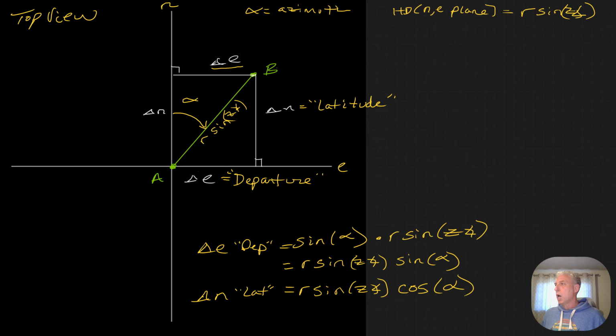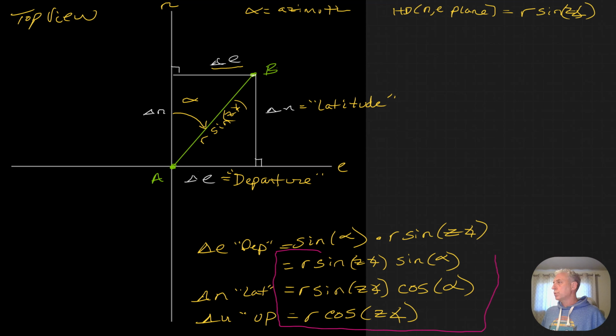And from the previous drawing, we have our delta u, our up, equals r times the cosine of the zenith angle. Okay, just review. Cool. And just to highlight, these would be our formulae that we use to get our northing value, our easting value, and our up value.